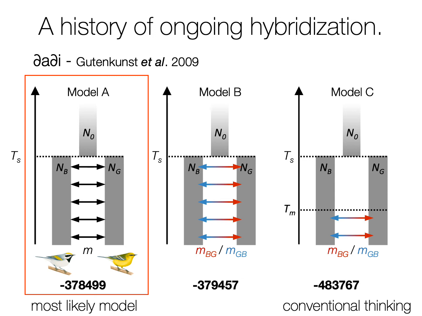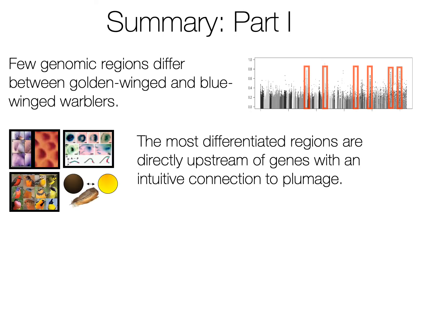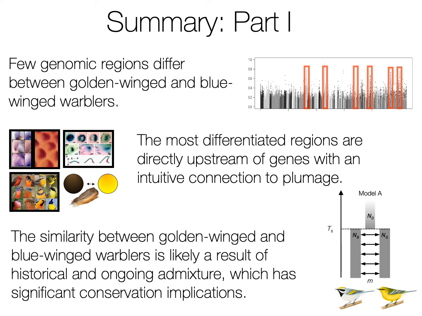It may be true that hybridization is more common now than it used to be, but hybridization is a part of their evolutionary history that far precedes any large-scale human changes to the habitat in eastern North America. So to summarize, we find few genomic regions that differ between golden-winged and blue-winged warblers, and some of the regions that do differ are directly upstream of genes with an intuitive connection to plumage. And this similarity between the species is likely a result of historical and ongoing admixture, which we think has significant conservation implications.